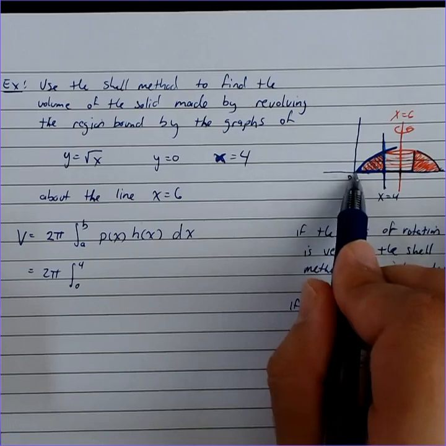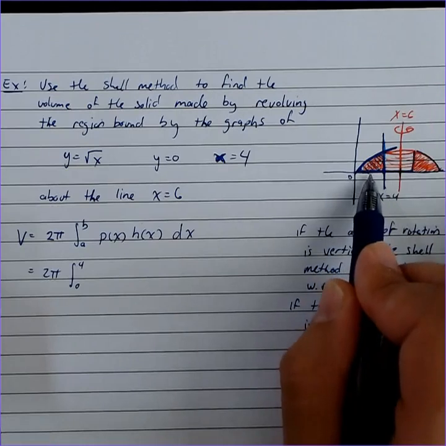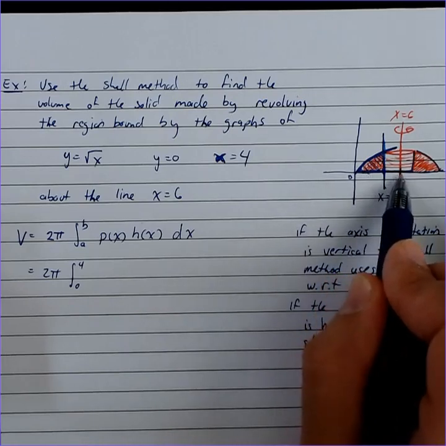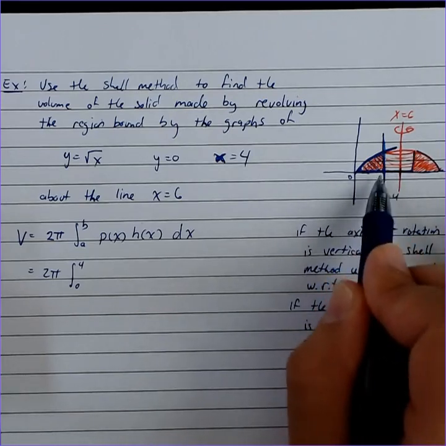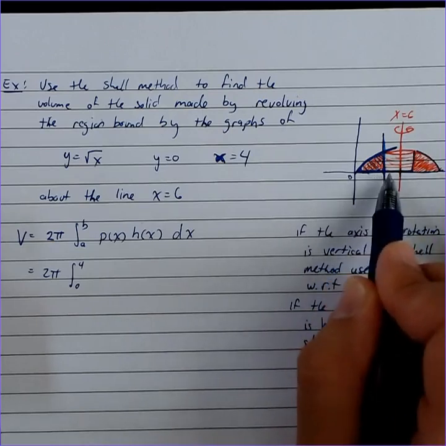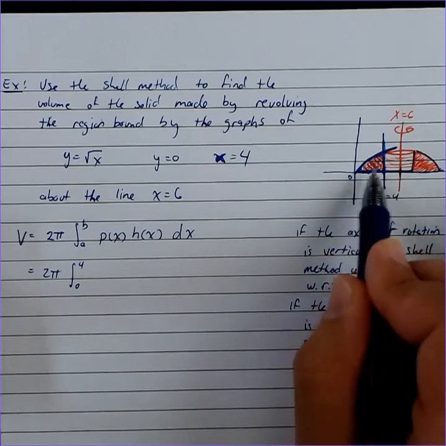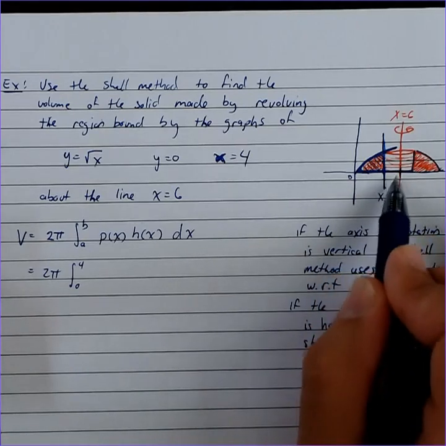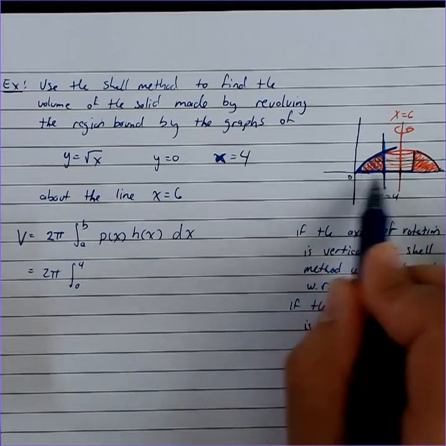Well, what if I was out here when x was equal to 0? How far is it from x equals 0 to x equals 6? Well, that's 6. What if I was right here, what if x was equal to 1? How far is it from x equals 1 to x equals 6? Well, that's 5. How are you getting that? I'm subtracting. 6 minus 4, that's the distance 2. 6 minus 1, that's the distance 5. 6 minus 0, that's the distance 6.